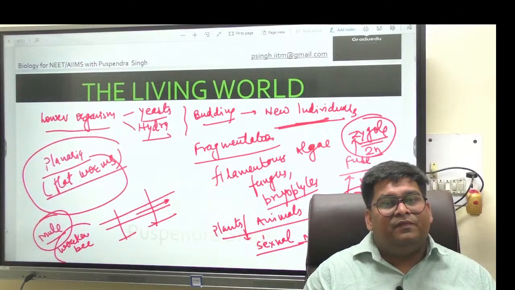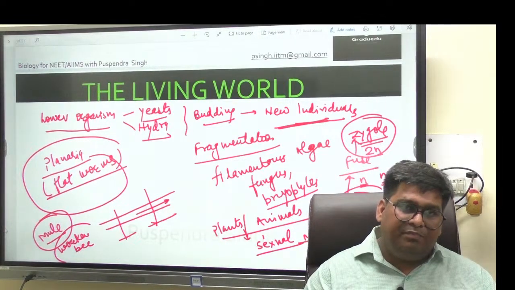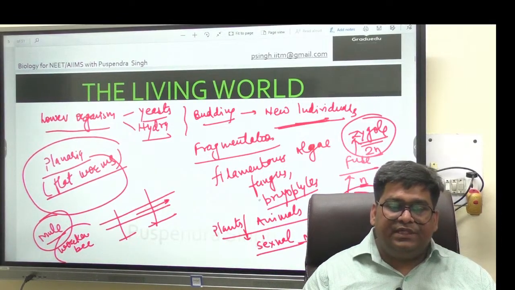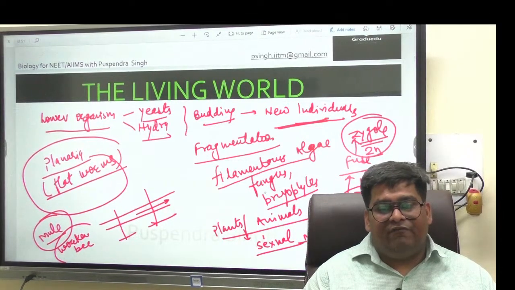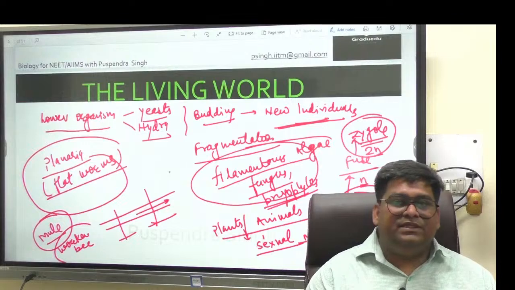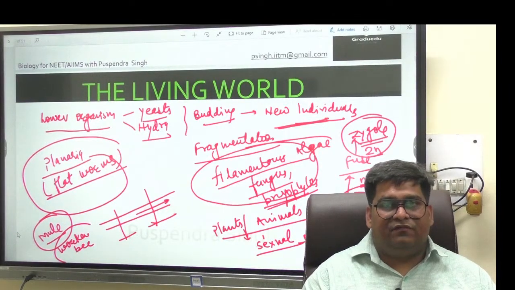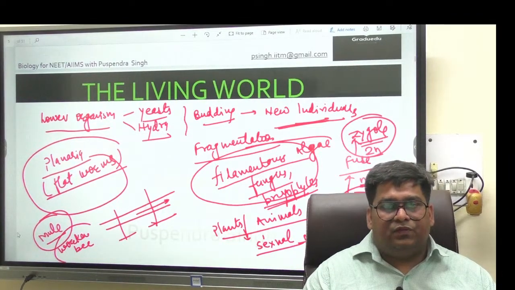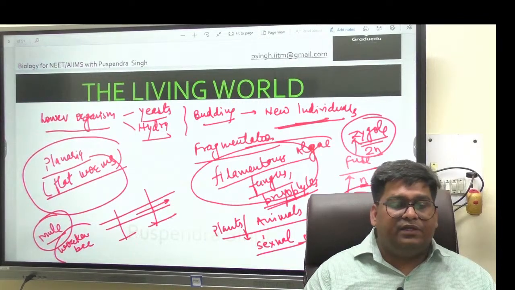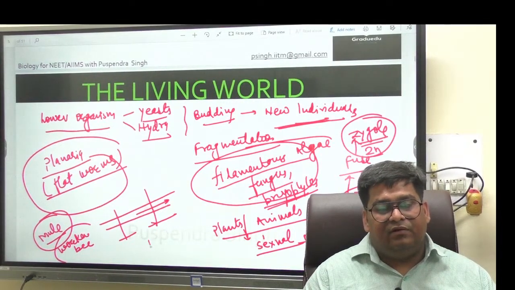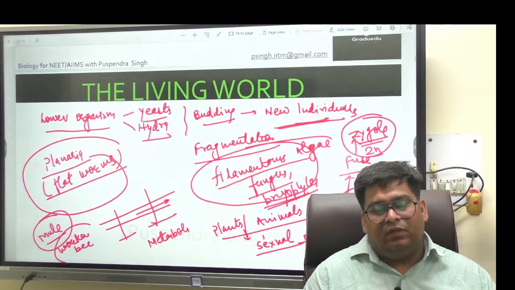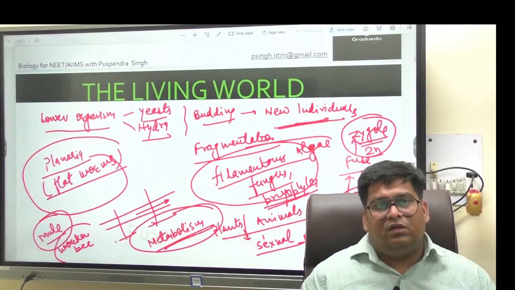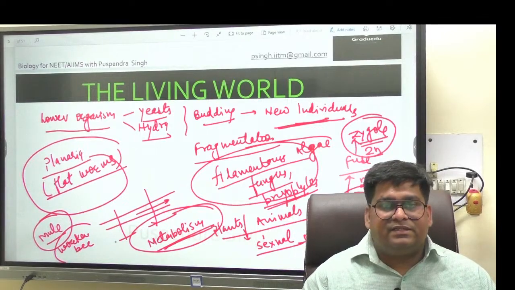As we have learned in this important chapter, there are certain organisms which can reproduce by fragmentation. We have seen filamentous algae, fungi, and bryophytes that can reproduce by fragmentation. In the next chapter, or the next class, we will learn about metabolism, which is an important process.